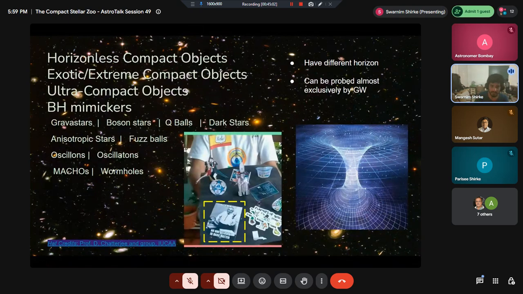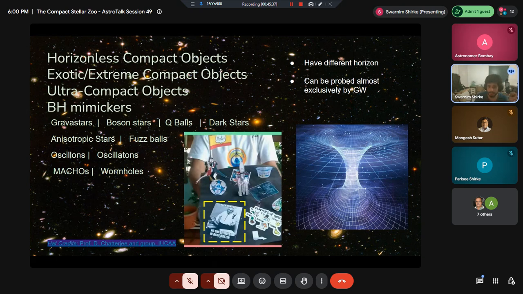And there are other ones like wormholes, which people talk about. We do not have any observational handle on these yet. These are the sort of things that people are trying to understand. Since these are all dark objects, all of the physics that can be probed has to do with how the horizon or the surface of these objects appears. And since they are compact, they can almost exclusively be probed by gravitational waves. So in most cases, no electromagnetic observations are going to help.